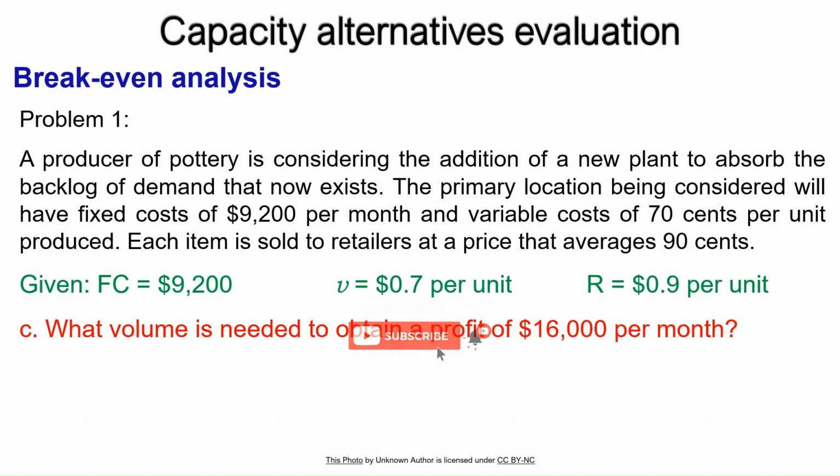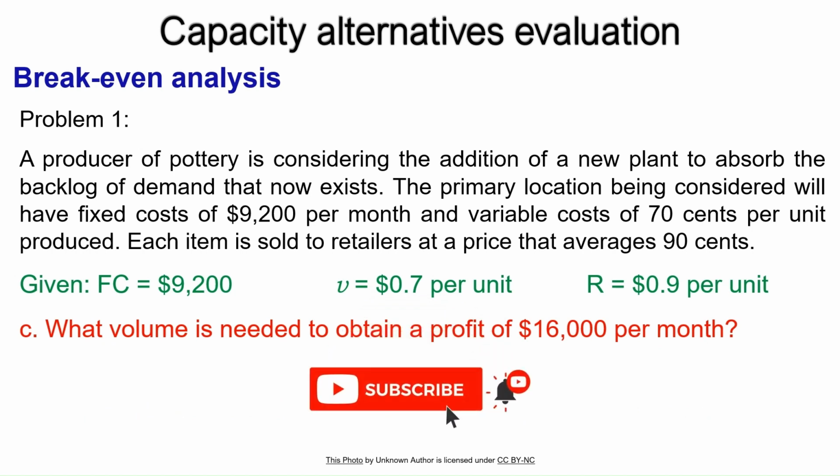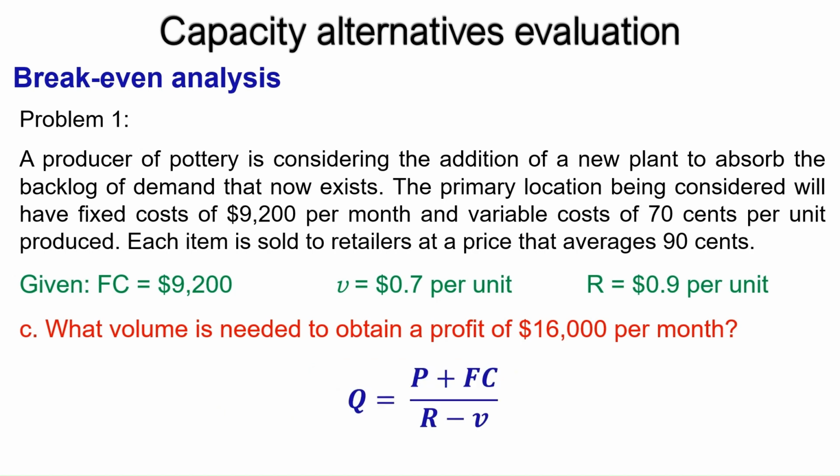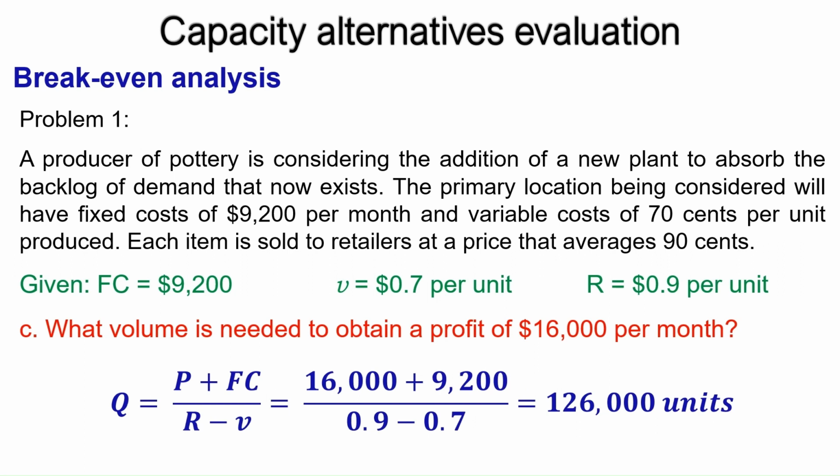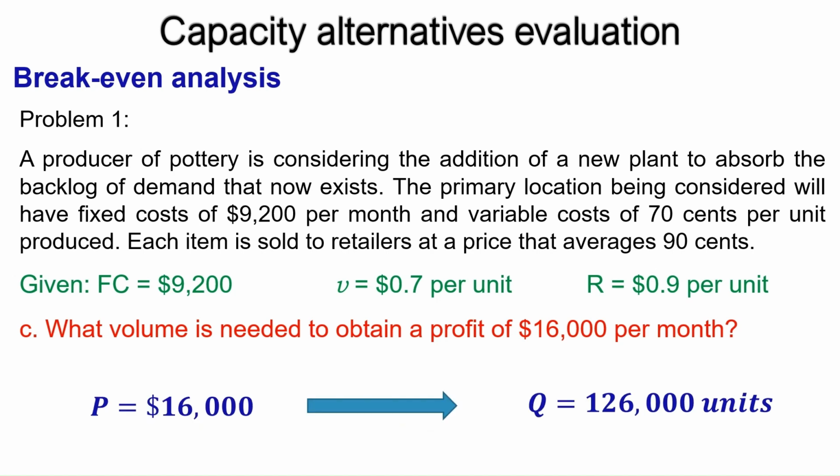The third question is to find the needed volume to obtain a $16,000 profit. This can be calculated by substituting the given values in this formula. Q equals (16,000 plus 9,200) divided by (0.9 minus 0.7), which equals 126,000 units. So, to obtain a profit of $16,000, 126,000 units have to be produced.